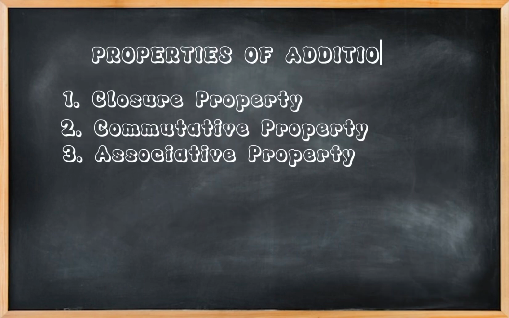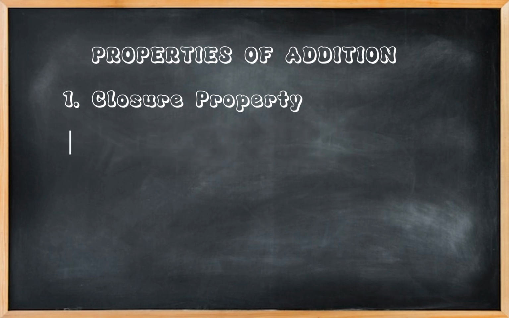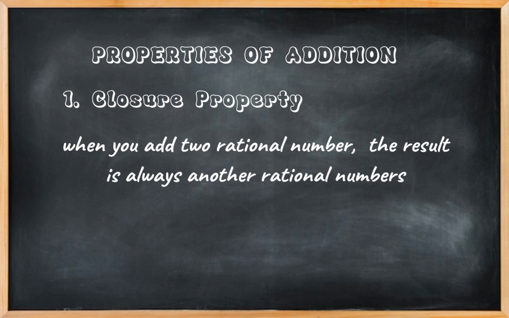So let's start with the properties of addition. First is closure property. Second is commutative property. Third is the associative property. In closure property, when you add two rational numbers, the result is always another rational number.